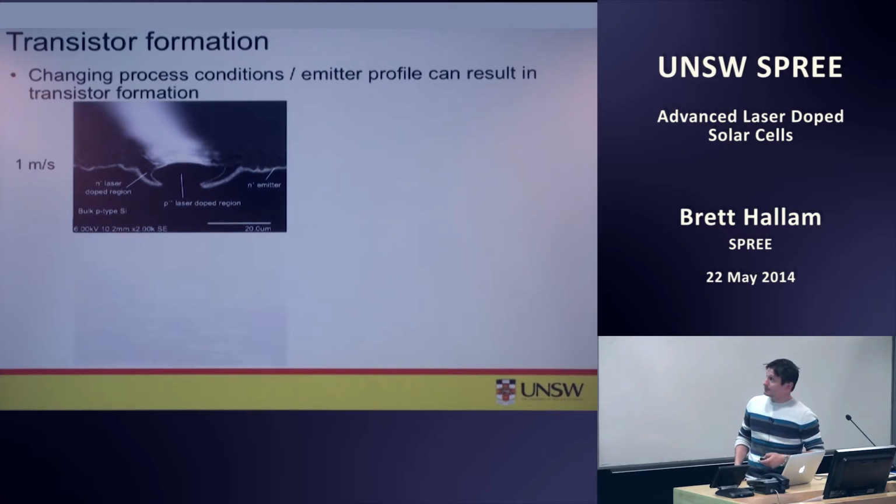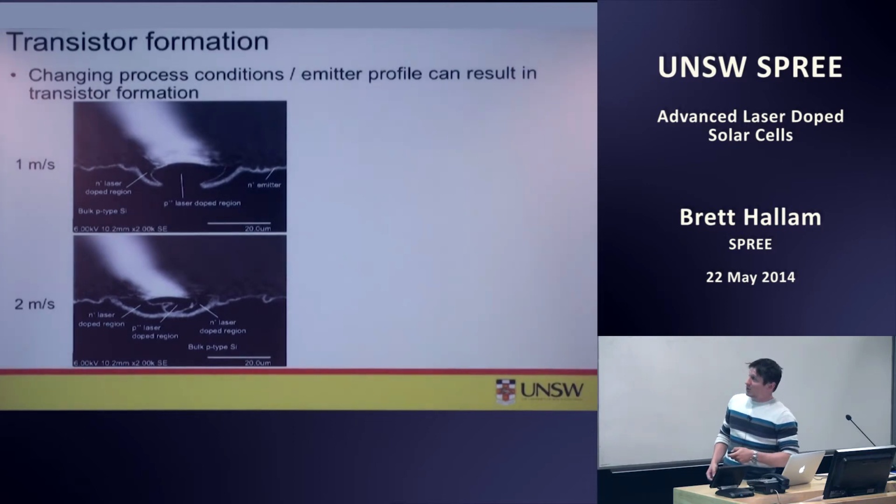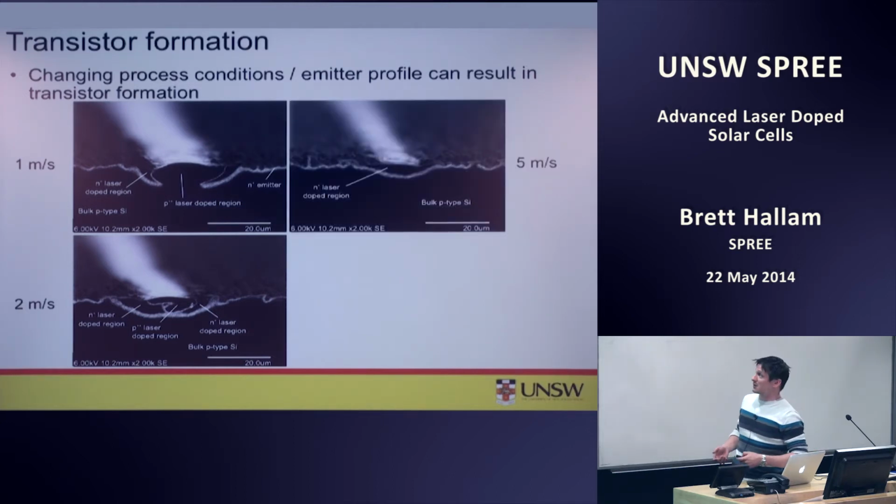But in this instance, we still have direct contact from the heavily doped p-type laser doped region to the p-type bulk. As we increase that, we can have the case where we completely isolate the p-type laser doped region from the p-type silicon underneath. So we've got this n-type region basically all surrounding this laser doped p-type region. So that may not be desirable for contacting solar cells.